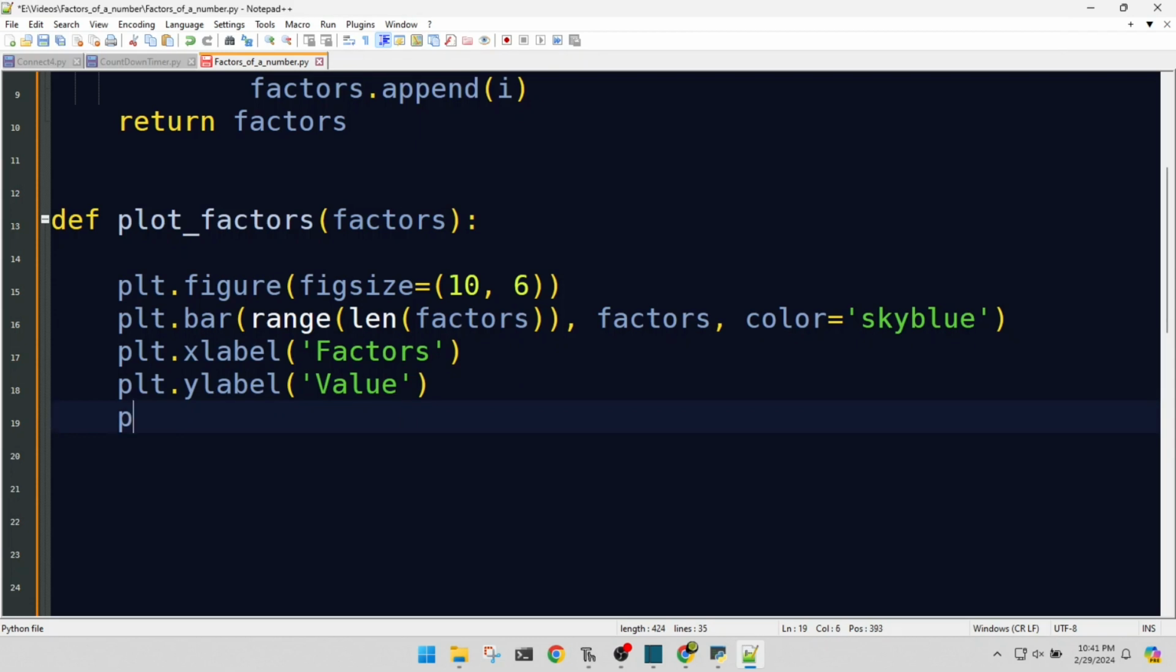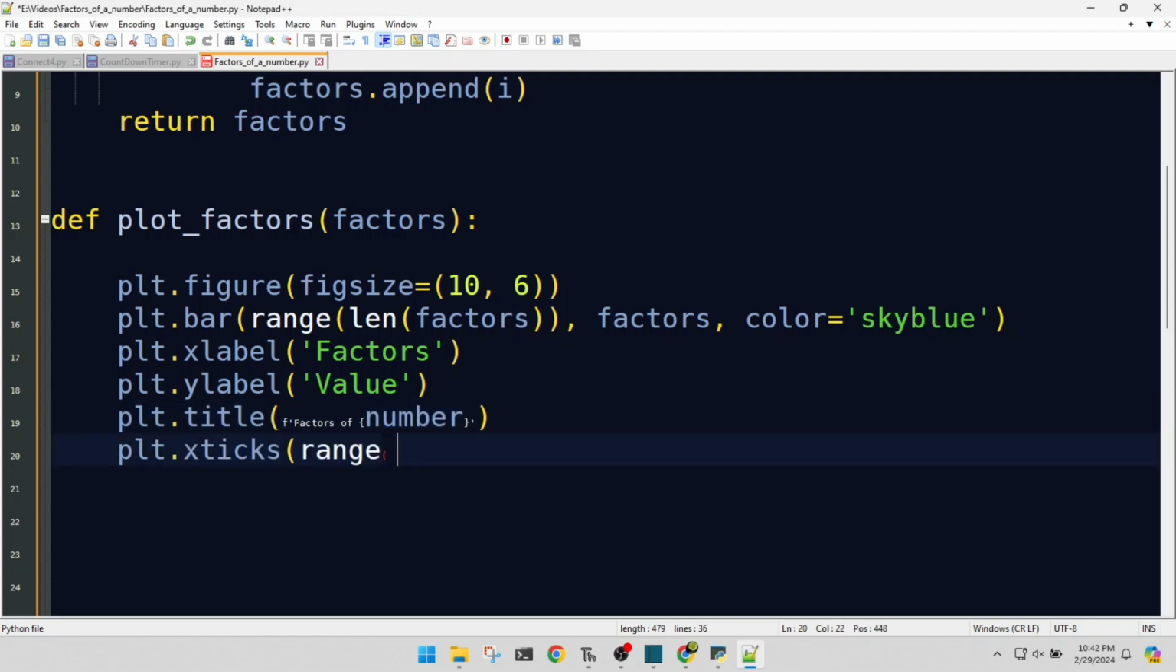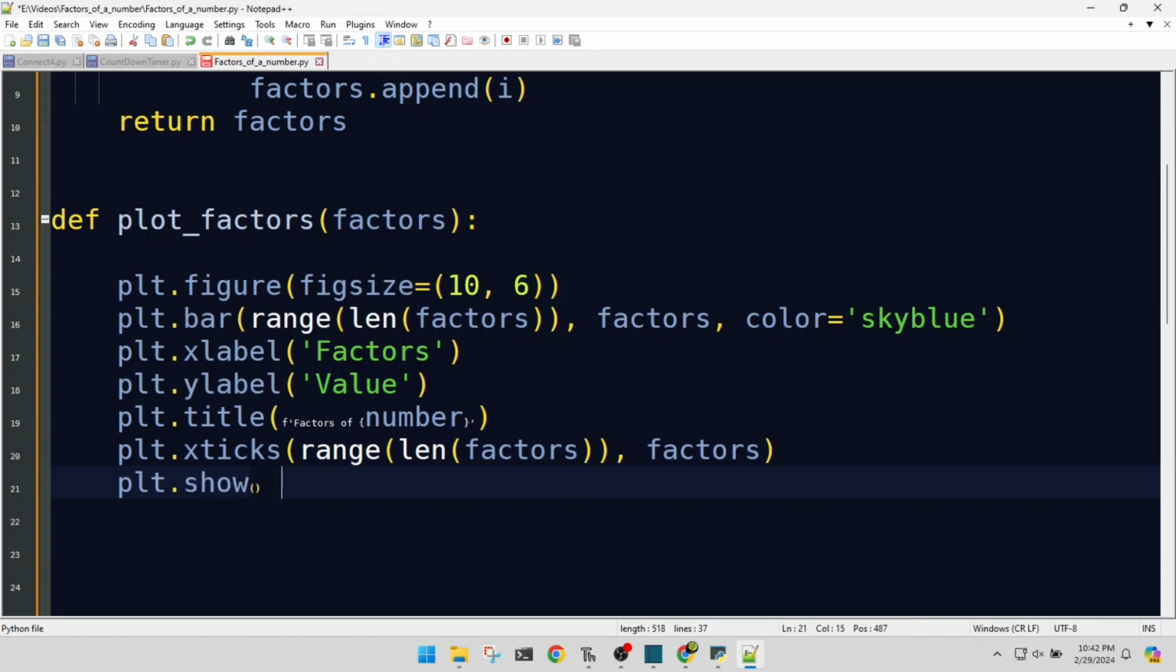The chart's title, proclaiming the subject of our mathematical tale. Marking the z-axis, each factor noted, a position of honor. With a flourish, the plot is revealed, factors displayed in graphic splendor.